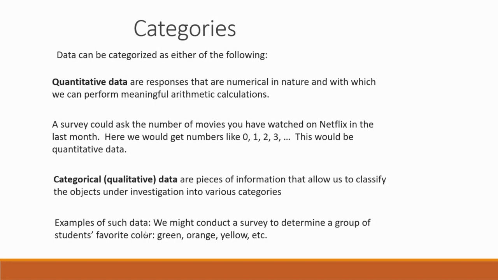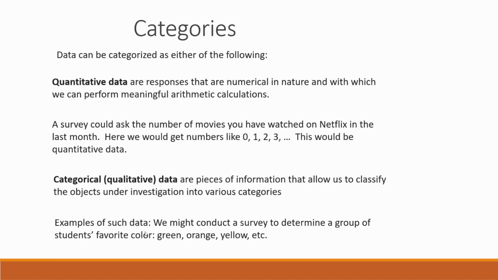For instance, like the example I gave, you're asking people through a survey how many movies last month did they watch on Netflix or Hulu, and you want to find out on average how many. You would get numbers, like some people said 0, some people said 1, some people said 2, and so on. That's the kind of data you can perform calculations on. Like you could add, take the average, that kind of stuff.